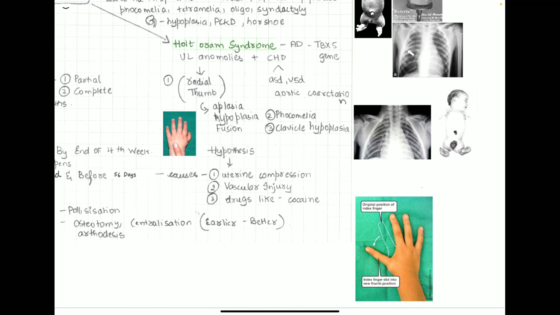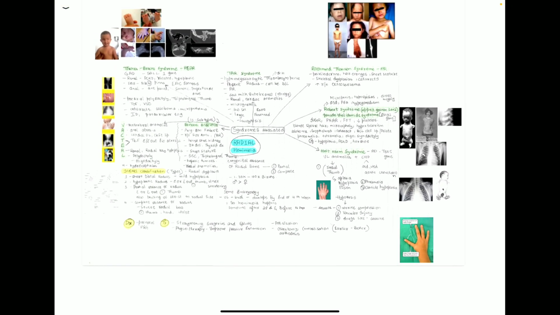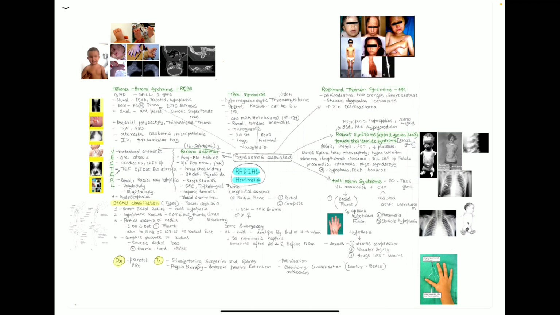Opposition is a very important function of the thumb which is absent, and then it has to be created for smooth day-to-day activities. So this was about radial hemimelia, its associated syndromes and treatment.